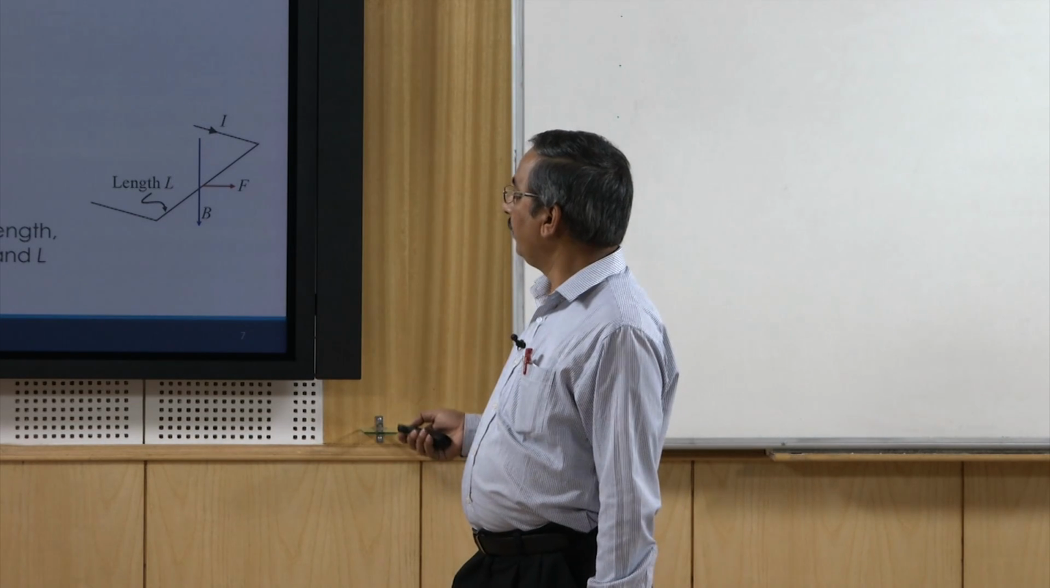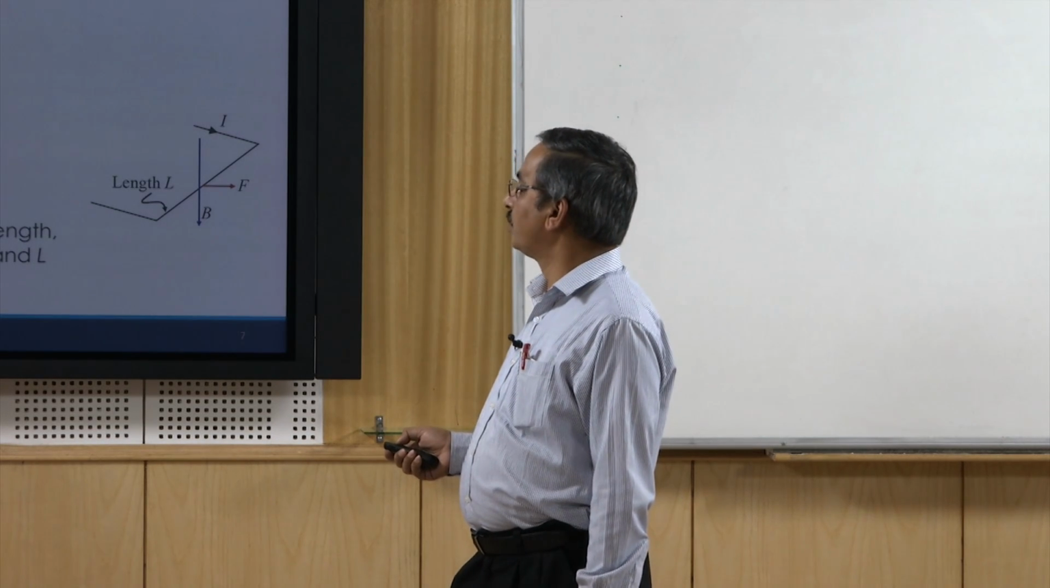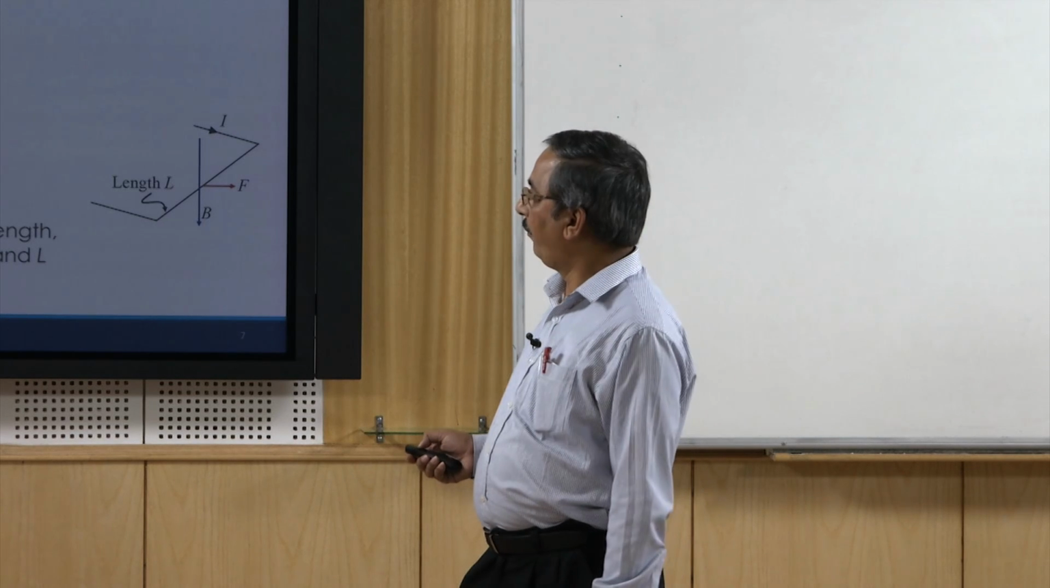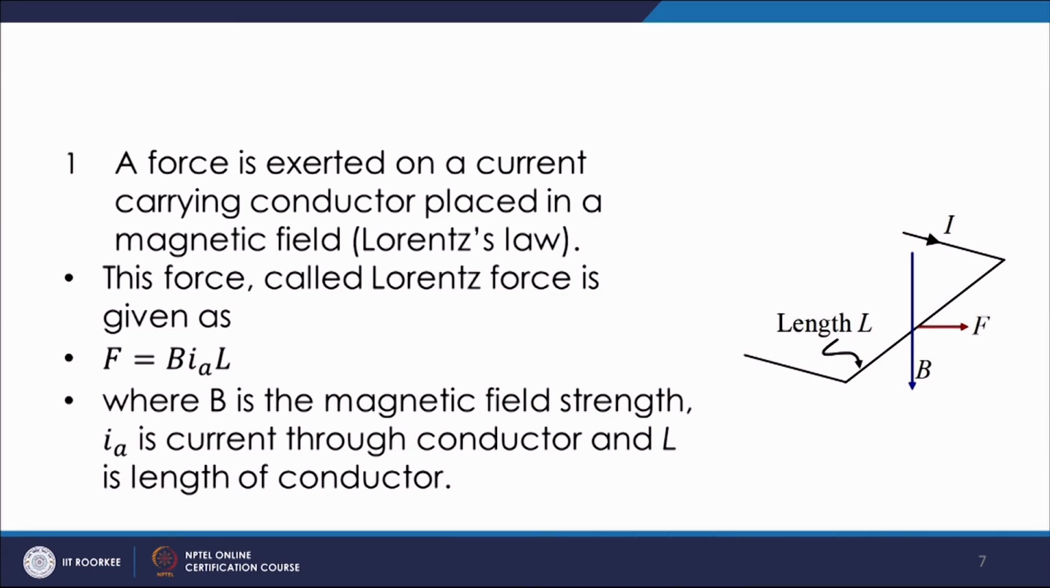So, the magnitude of the force is B IA into L, where B is the magnetic field strength, IA is the current through the conductor, and L is the length of the conductor. So this is the expression for the Lorentz force, which is developed in a current carrying conductor in a magnetic field.